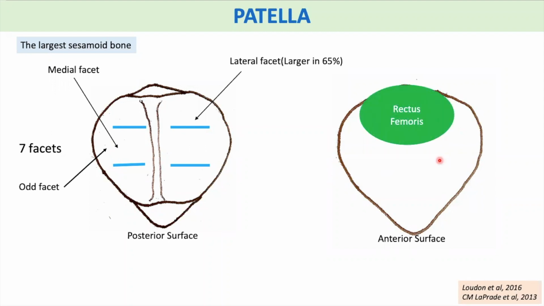The important point to remember about the anterior surface is the attachment of rectus femoris. Unlike other muscles of the quadriceps femoris, the rectus femoris attaches not only on the base, but also on the anterior surface of the patella, extending up to the superior one-third of the anterior surface. This knowledge is important, especially when we are reconstructing the ligament around the patella.